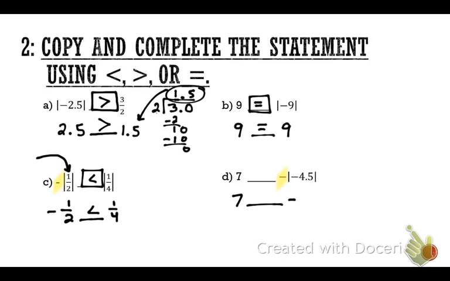The absolute value can never be negative. So it's going to be drop down 4.5. Okay? Now looking at this, there's a simple way to figure out which one is smaller. Which one's smaller, guys? Negative. The negative number is always smaller.